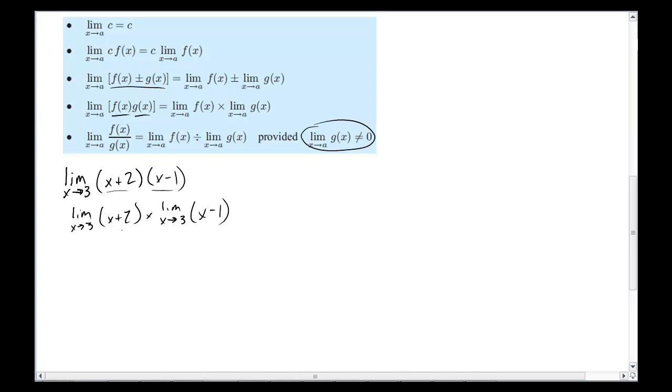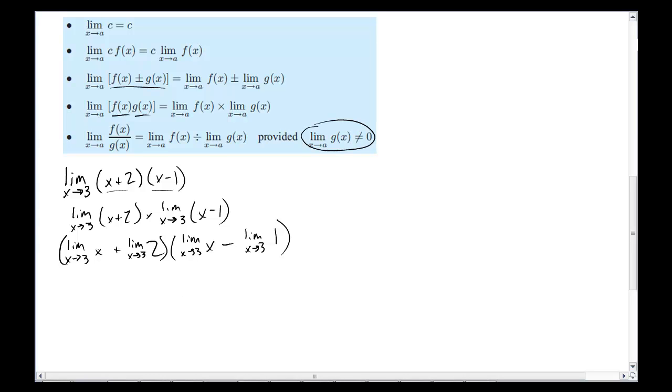Now I'm going to use the third one, with the f of x plus g of x, because now I have a couple of those. So I'm going to write the limit as x approaches 3 of x, plus the limit as x approaches 3 of 2, and all that will be multiplied by the limit as x approaches 3 of x, minus the limit as x approaches 3 of 1. Then we can go ahead and find each of those limits.